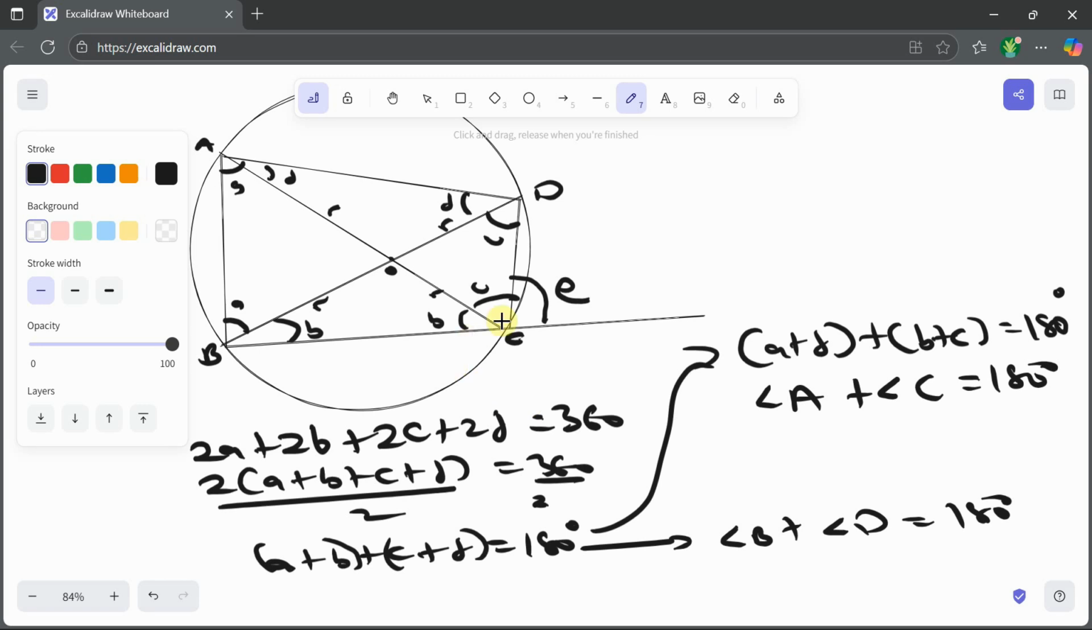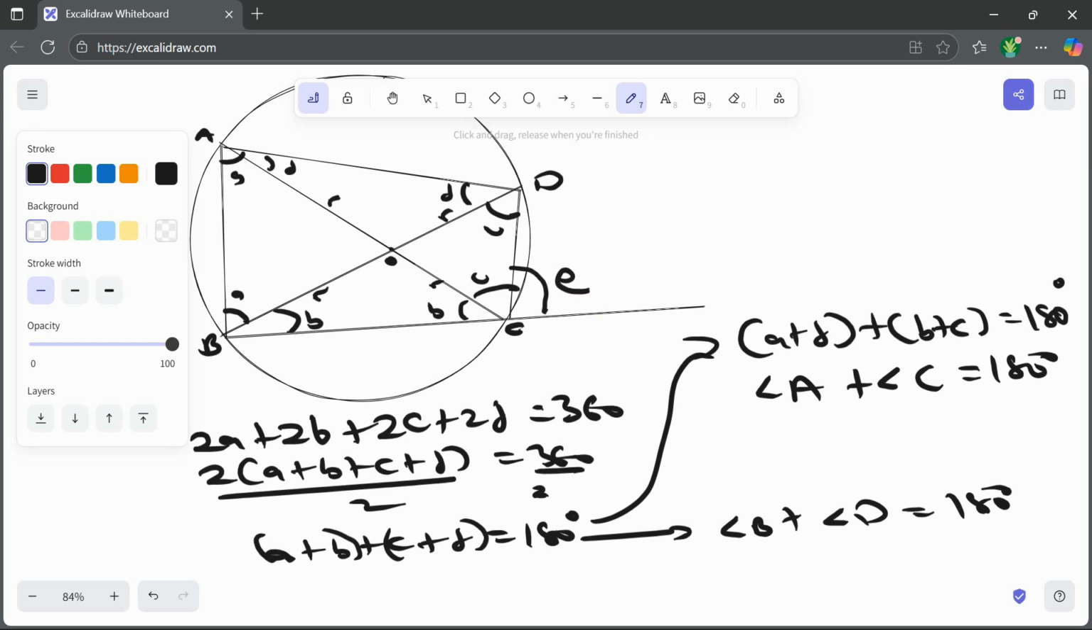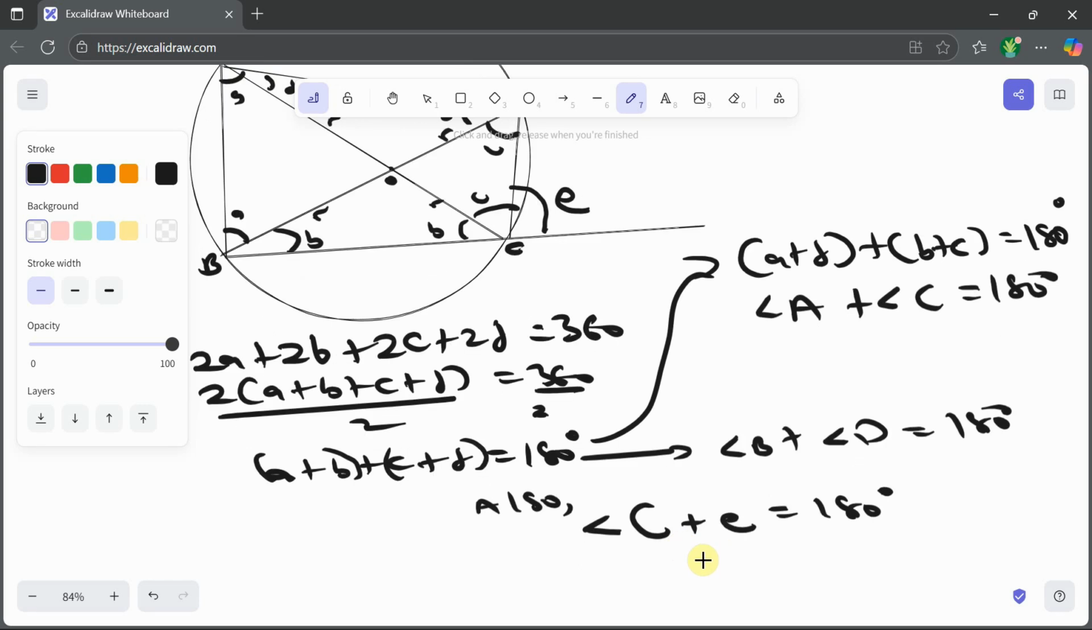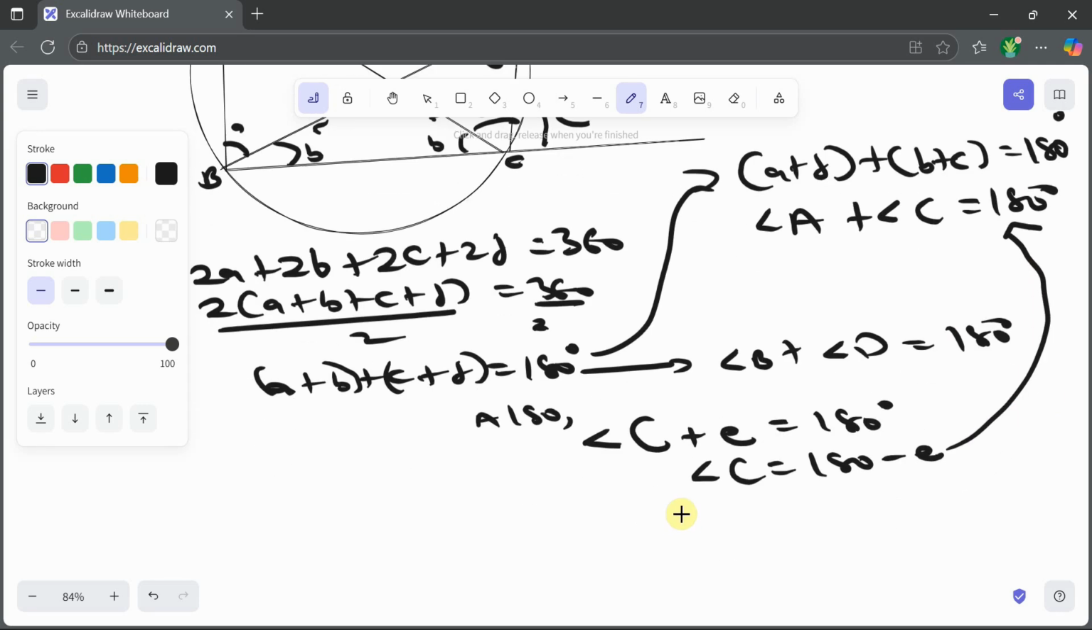Great. Look at something. This B plus C, which is the angle at C, plus this E should give me 180 degrees, because angle in a straight line is equal to 180 degrees. So I could just say also angle at C, capital letter C, plus small letter E is equal to 180 degrees, right? If I make angle at C the subject of the formula, that would be 180 minus E, and I plug it into this place here. That would be angle at A plus 180 minus E is equal to 180 degrees, right?